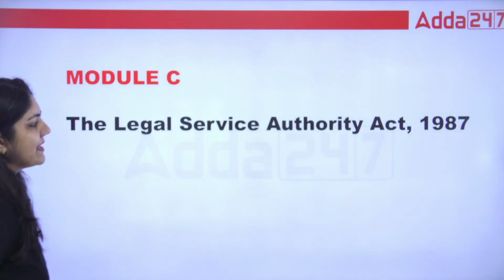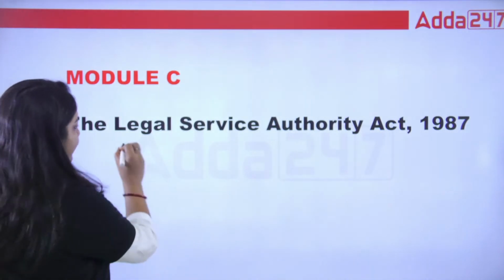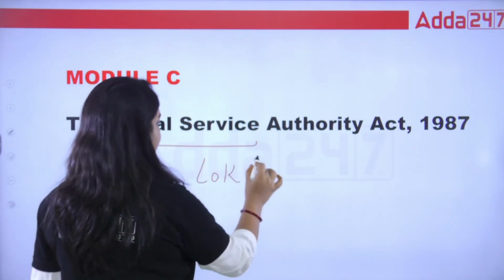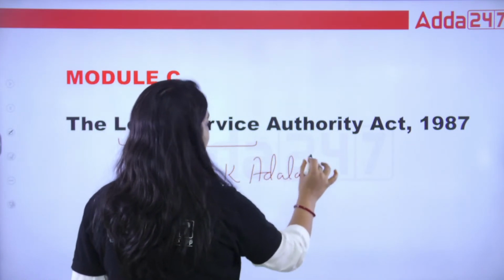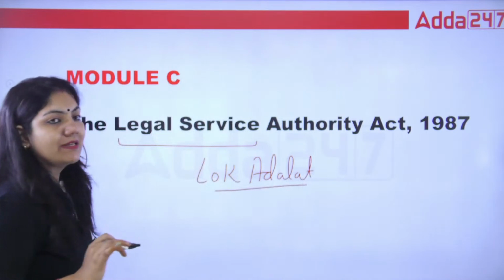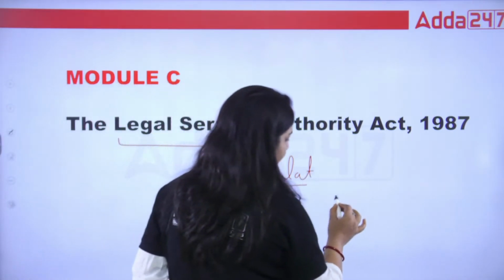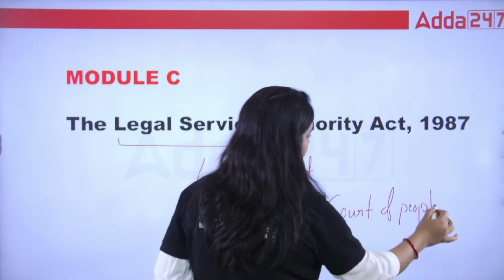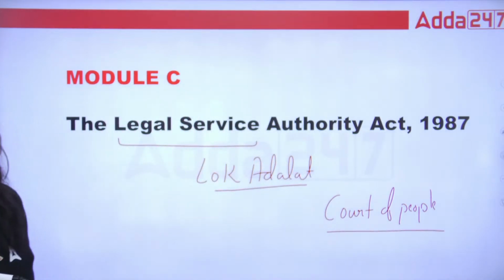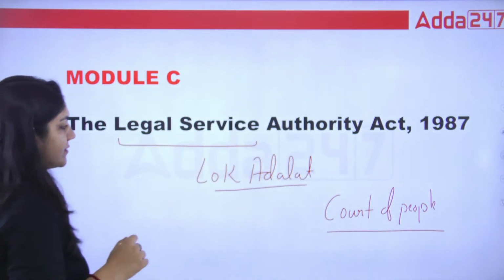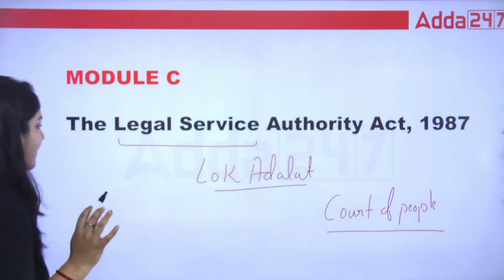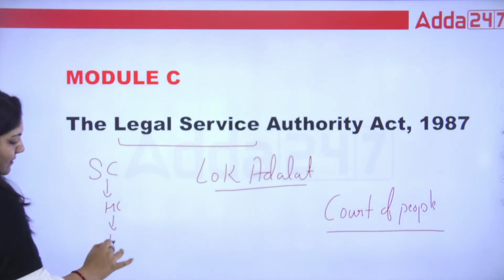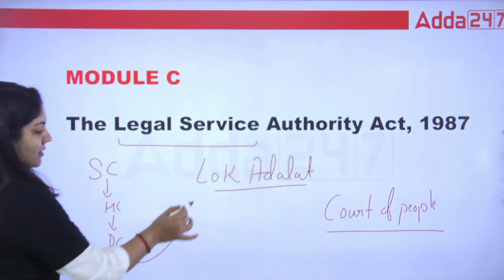Now class, the Legal Service Authority Act. In this act, we only have to study about the Lok Adalat. What is Lok Adalat? In one word we can say, court of people. This is called Lok Adalat, isn't it? Basically, as we know, in our India, the Supreme Court is the highest court, after that High Court, after that District Court. So below District Court, the Lok Adalat is there.